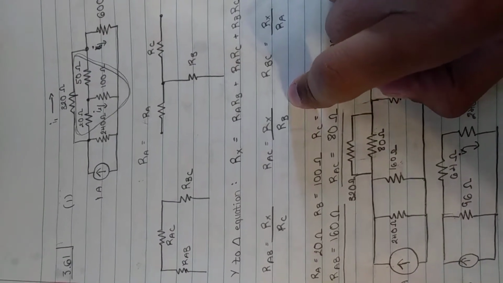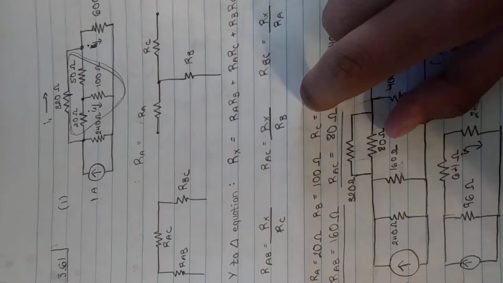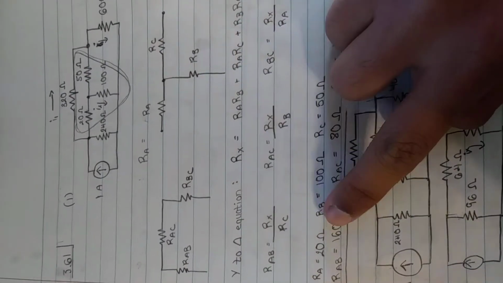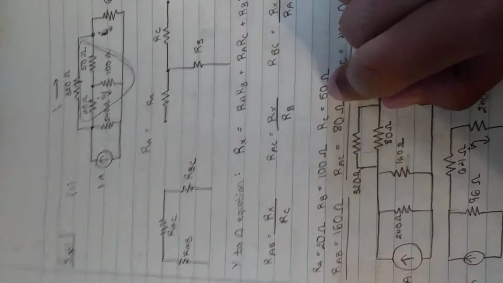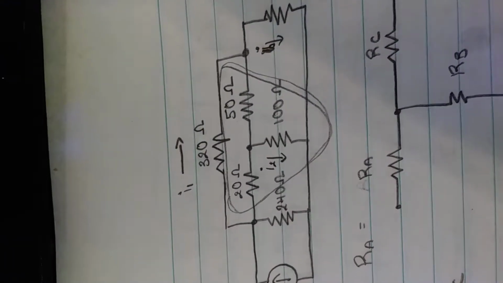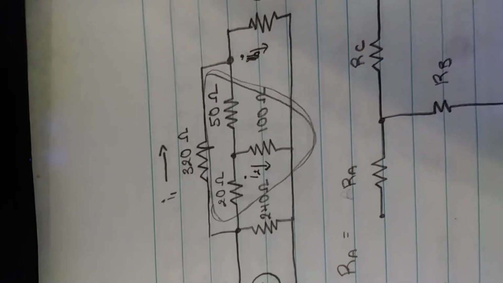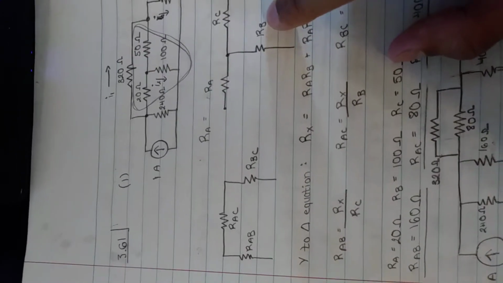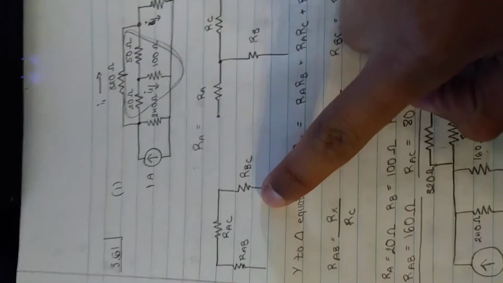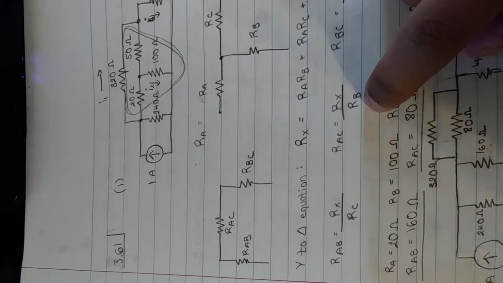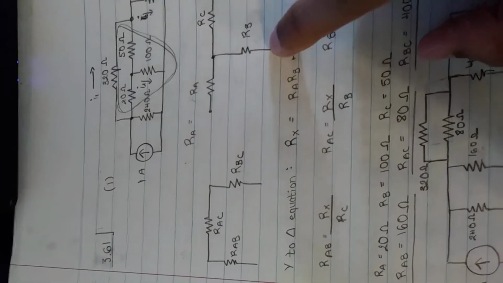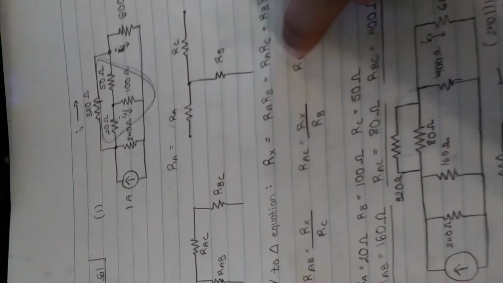And so for this problem right here, we use RA as 20, RB as 100, and RC as 50. If you want to see where the transformation is, 20, 50, 100 in the middle right there, I circled it for you guys. So you should go from a T to basically that. Or you can call that a Y to delta, that's what you're supposed to call it.